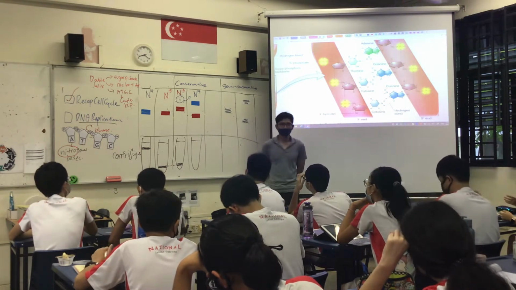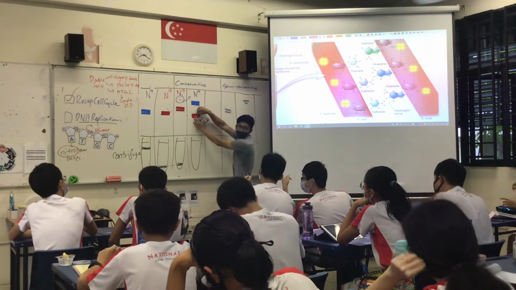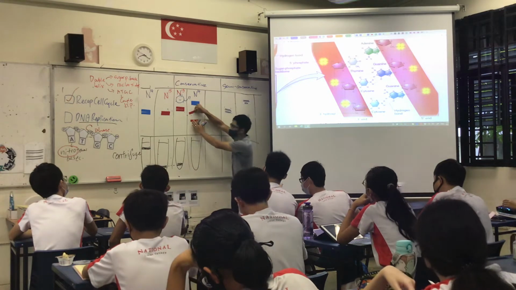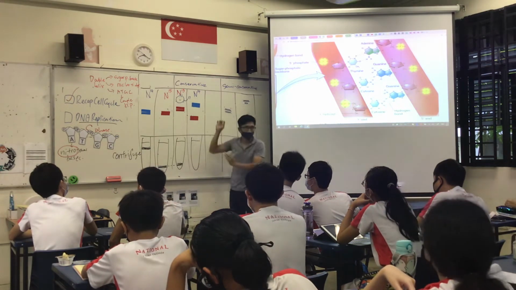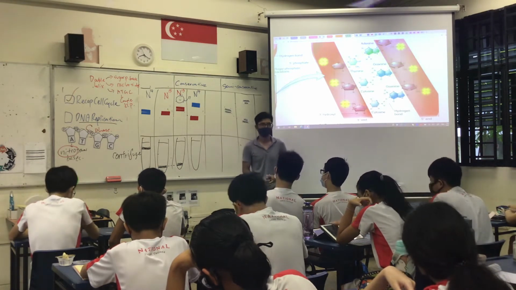Here's a clue. When we take these cells for a spin, the DNA doesn't break apart. The DNA will stay together as a double helix. They don't break apart when you take them for a spin.